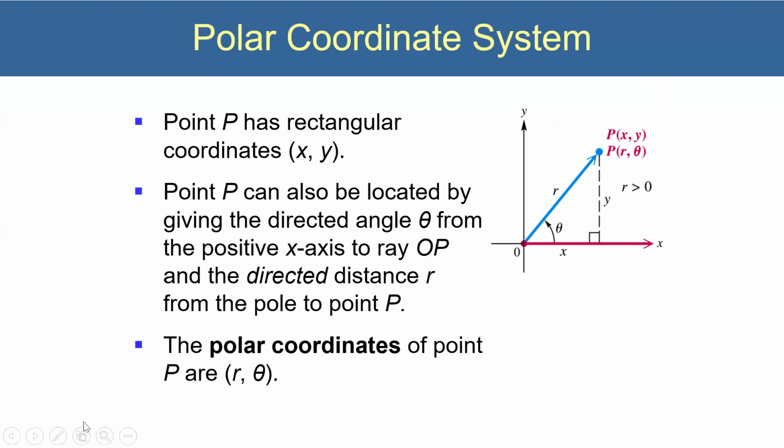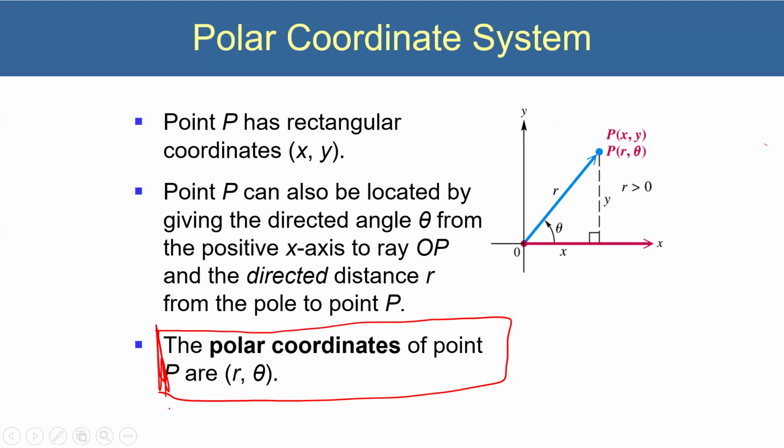Your polar coordinates of point P are R, comma, theta.